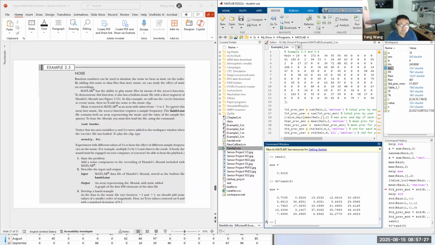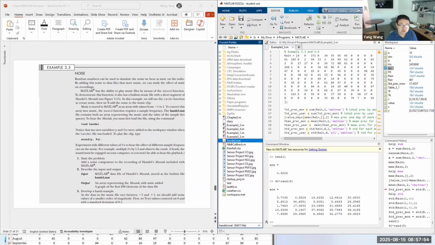So basically this .mat file, we talked about data, right, storing the variables. Eventually you have a .mat file. This .mat file actually has the handle, basically handles music, Messiah, right? I think it mentions somewhere that we can play the Messiah by using this handle.mat.